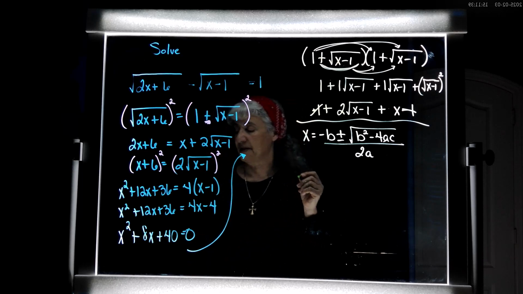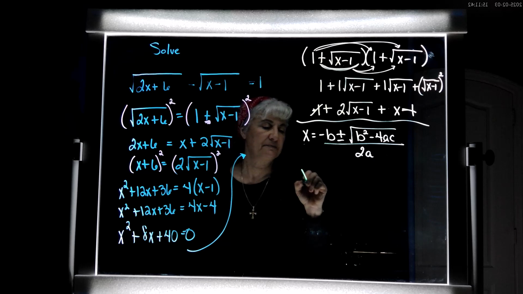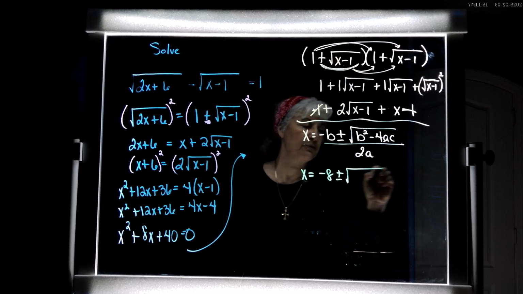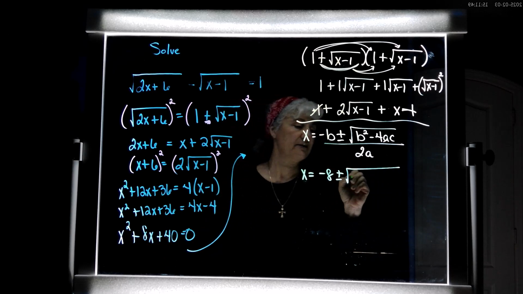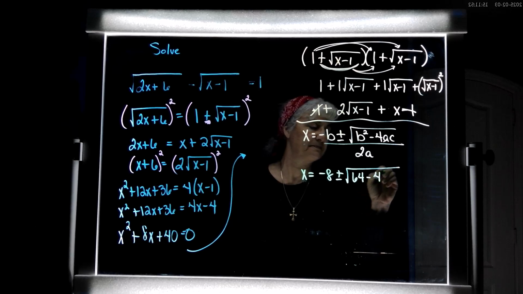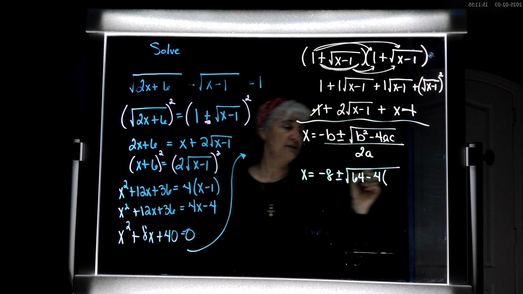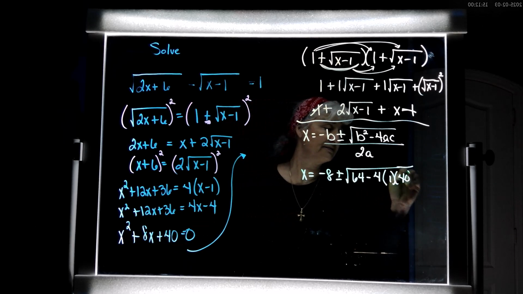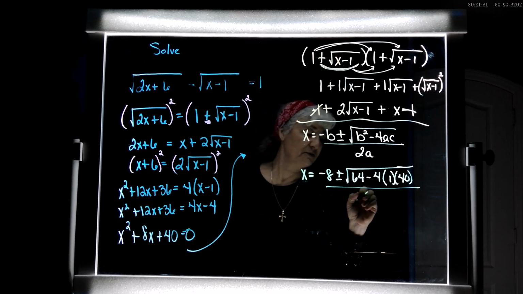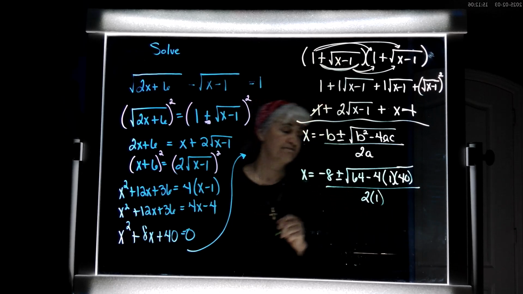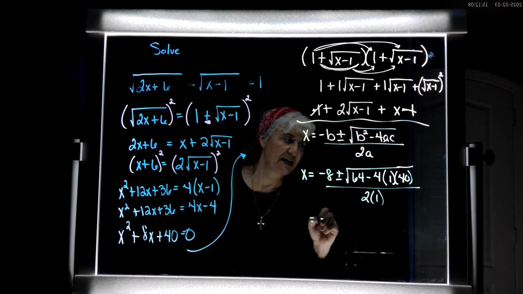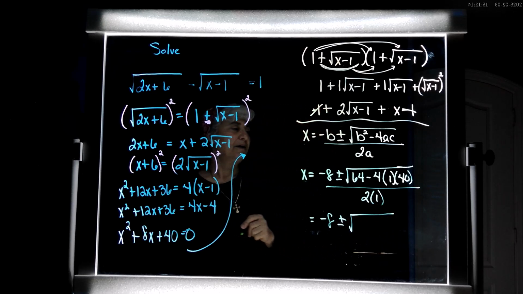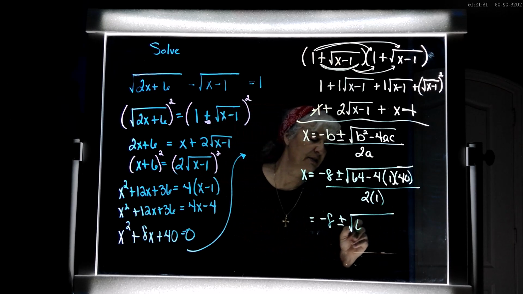So a is 1, b is 8, c is 40. So negative 8 plus or minus the square root of 8 squared, minus 4 times 1 times c, all over 2 times 1. Okay, negative 8 plus or minus the square root of, something is looking a little bit amiss.